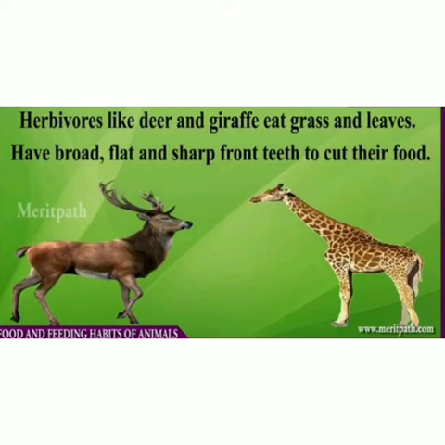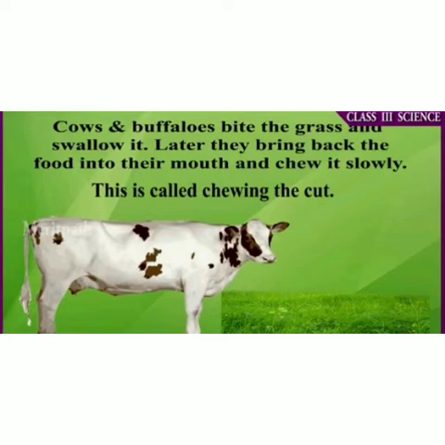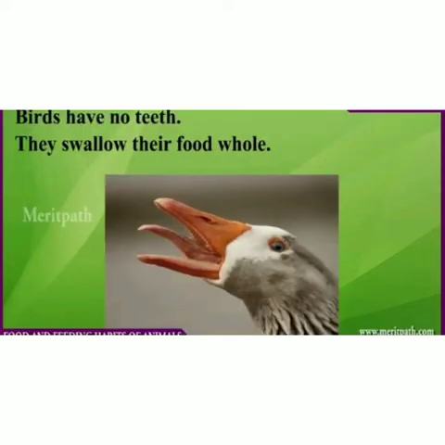Herbivorous animals, you all know, eat grass and leaves. So herbivorous animals like deer and giraffe have broad, flat and sharp front teeth to cut their food. And you are very familiar with herbivorous animals, cows and buffaloes. They bite the grass and swallow it. And then later they bring the food back into their mouth and chew it slowly. This is called chewing the cud. You might have seen the buffalo and cow chewing the grass.